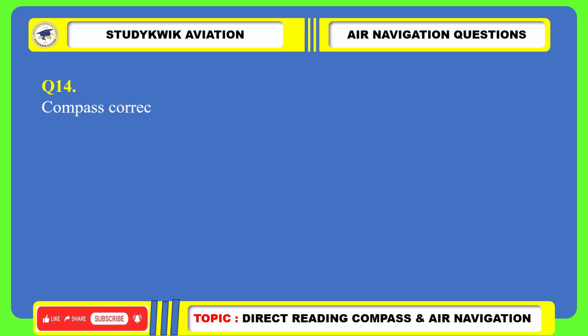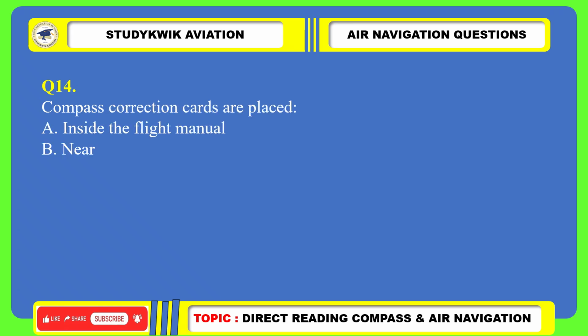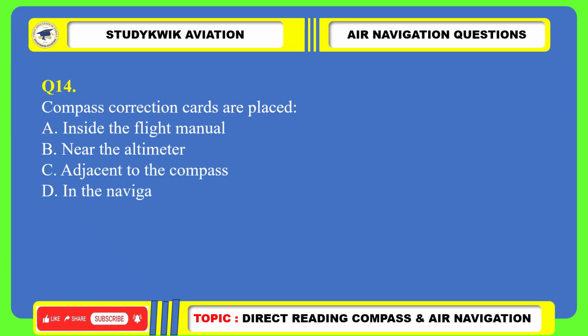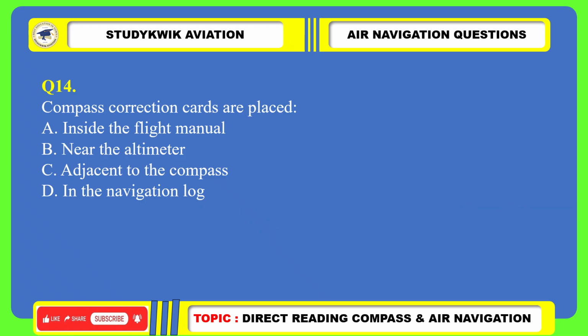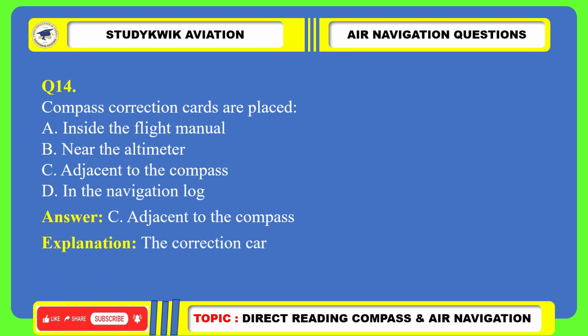Question 14. Compass correction cards are placed inside the flight manual, near the altimeter, adjacent to the compass, in the navigation log. The correct answer is C. Adjacent to the compass. The correction card lists deviations for each heading and is fixed near the compass.